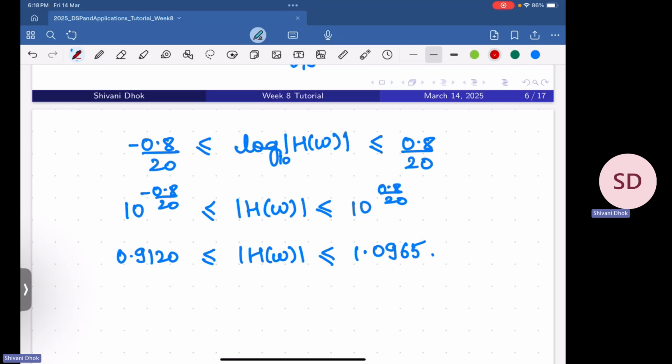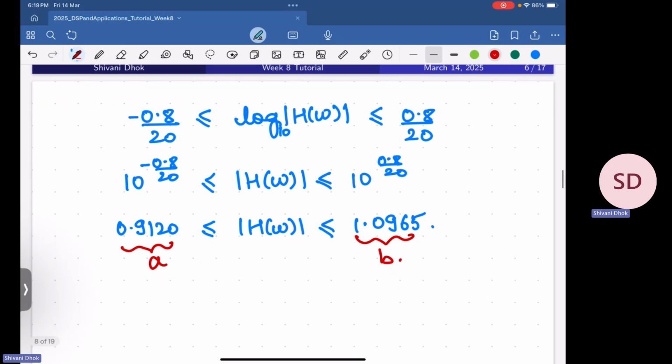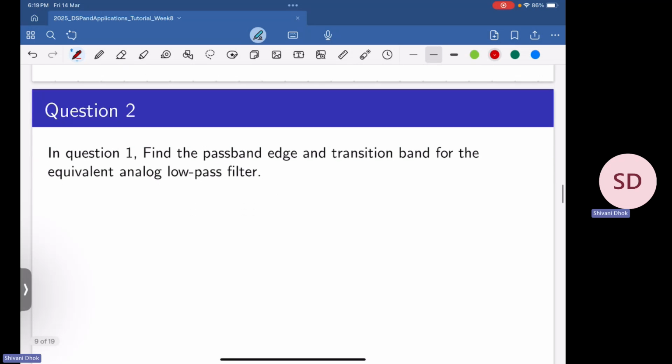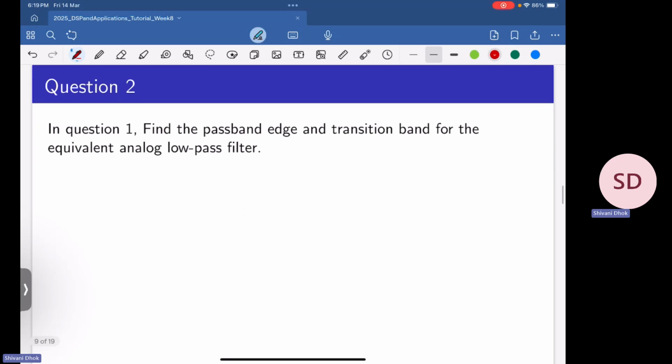So this is our A and this is our B. Is it clear? Any questions? Okay, if you don't have any questions, let me move on to the next question.